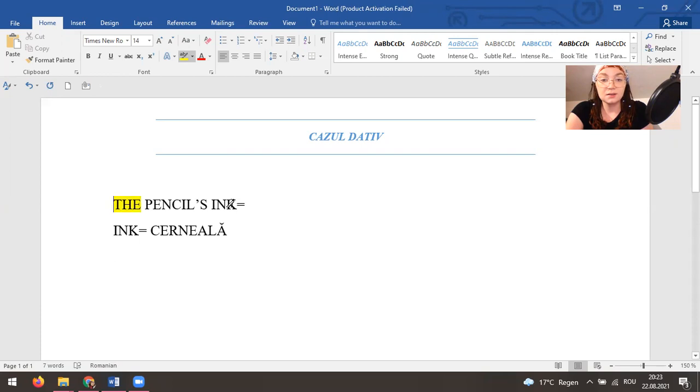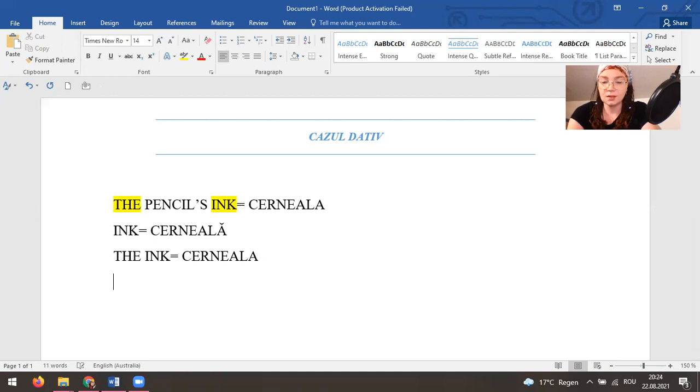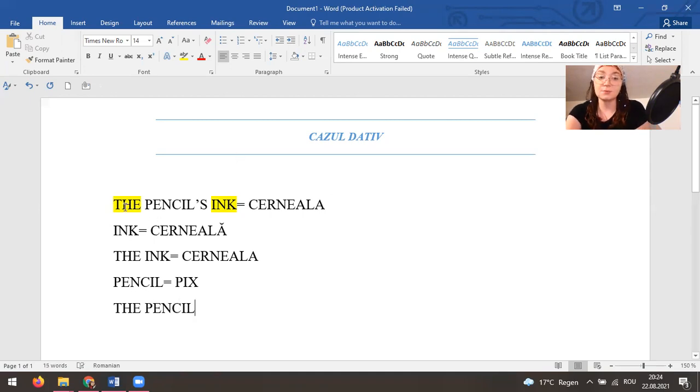Then we'll have the ink. The ink from cerneală, cerneala. We're right here. Cerneala. And what will we do with the pencil? Same thing. Pencil, pix. The pencil again. So we will take the pencil twice.